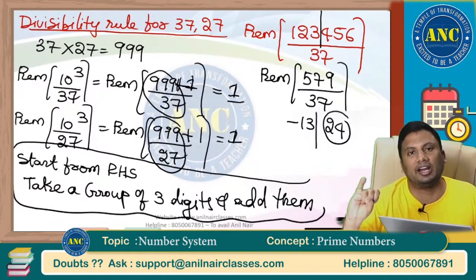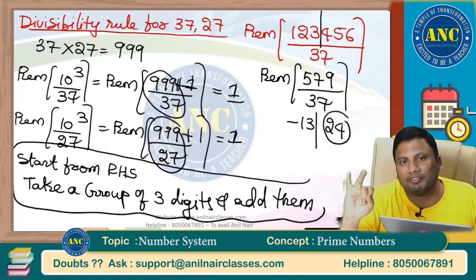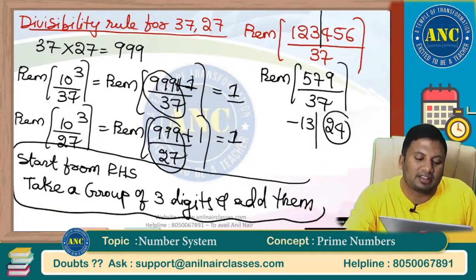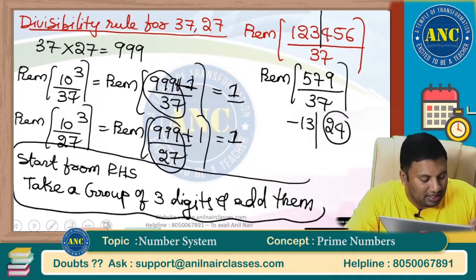Divisibility rule for 101 we have seen. Divisibility rule for 99 we have seen. Divisibility rule for 7, 11, 13 we have seen. Divisibility rule for 37, 27. Then last.